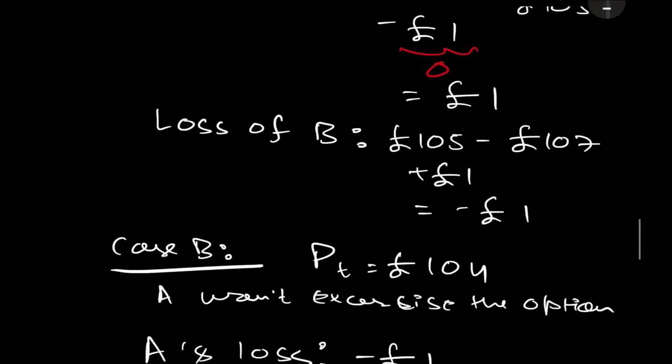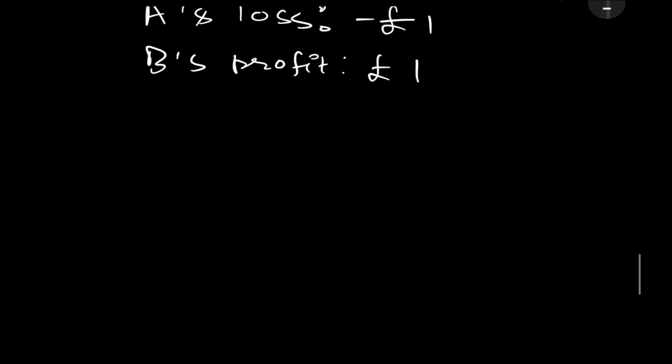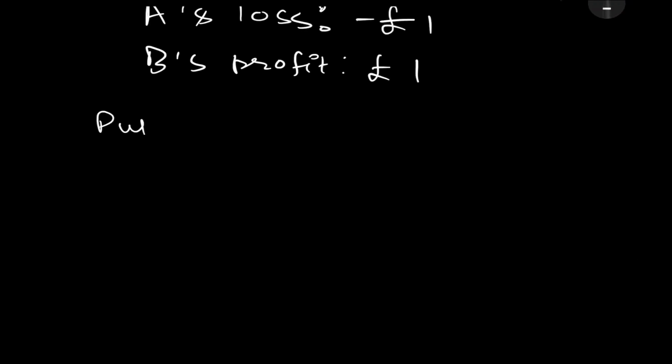Right? So this was the case of a call option. Okay. What will happen in case of a put option? Let's say this time, instead of engaging into a call option contract, the parties decided to engage into a put option contract. So now who will buy the put option and who will sell the put option?